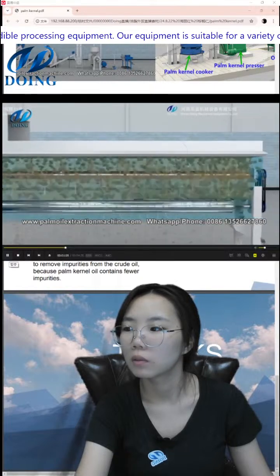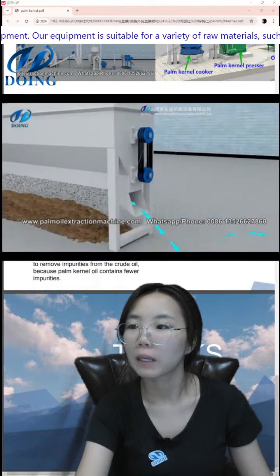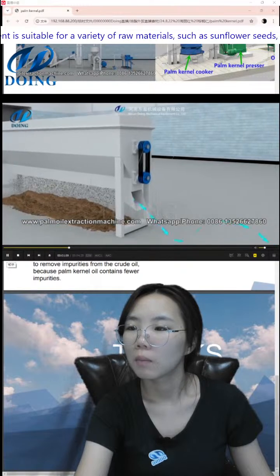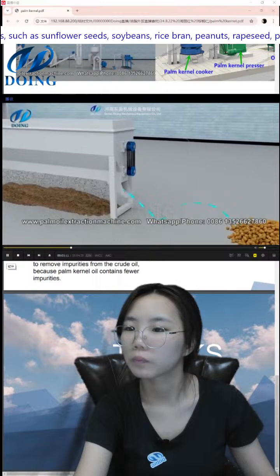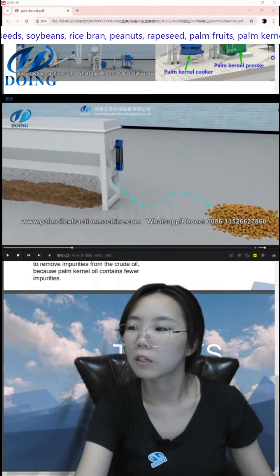So we obtain clean palm nuts from this machine, and we can see this video, and then we can get the clean palm nuts. This is the fibers, and this is the clean palm nuts.